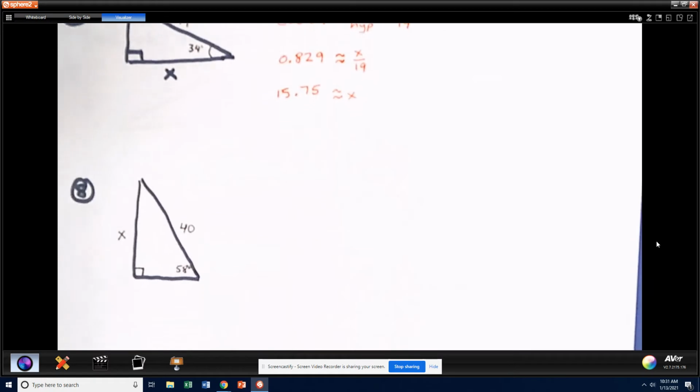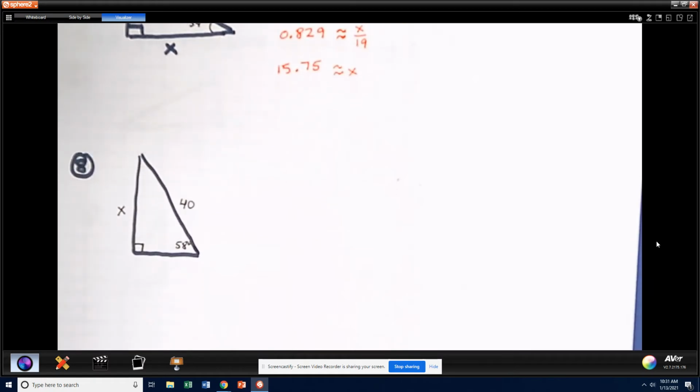Let's do another one. Here's my angle. Here are the two sides. One's given and the one I want to find. Look at the relative position of those sides to this angle. Which trig function would I use?